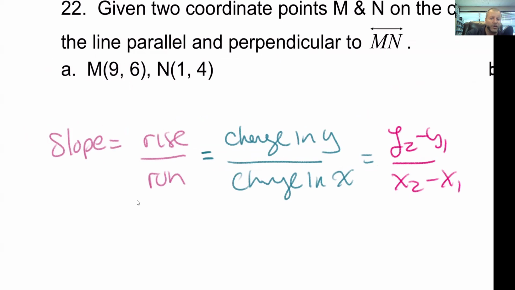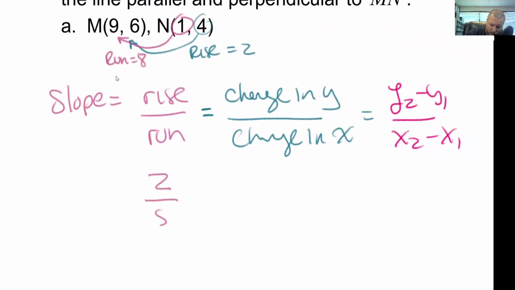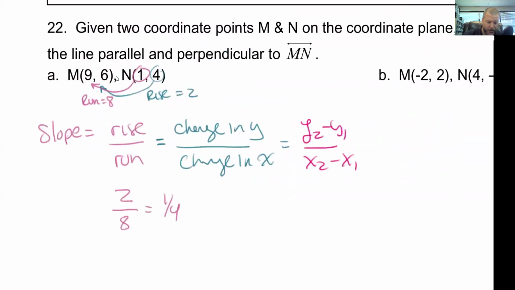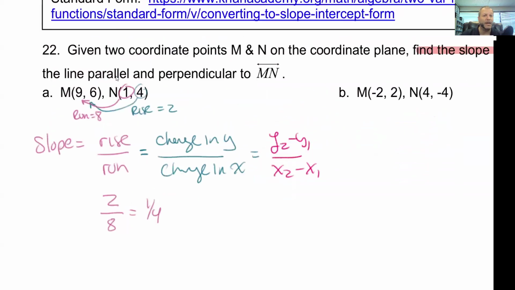So for starters, I want to find my smallest value of y, which is right here, 4. So if I go from 4 to 6, my rise is 2. Positive, right? I'm going up 2. So then I just have to go the same way. I can't go from 9 to 1 because I already established I'm going from left to right here. So if I go from 1 to 9, I'm running 8. So my slope is going to be 2 over 8 or 1/4. Right, so that's my slope.